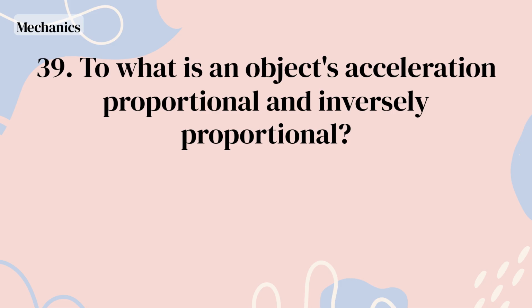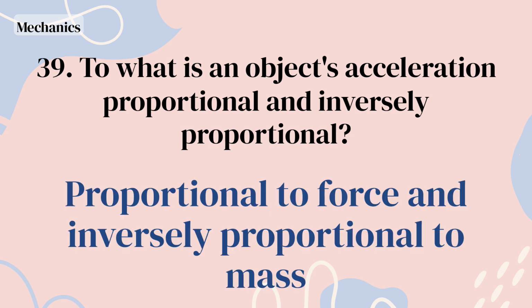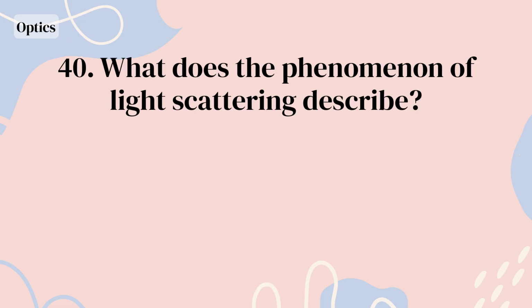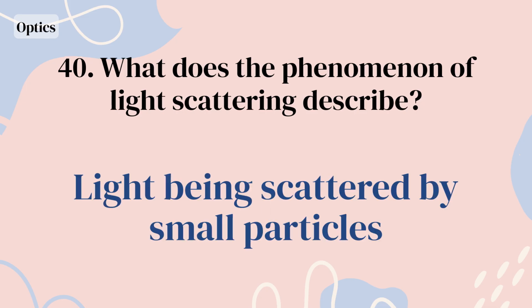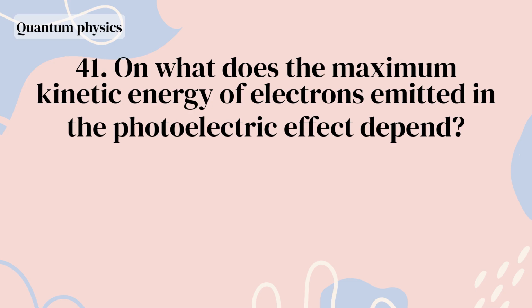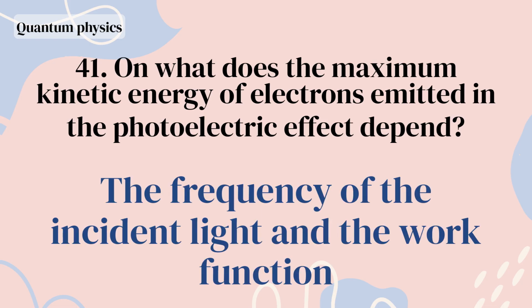To what is an object's acceleration proportional and inversely proportional? Proportional to force and inversely proportional to mass. What does the phenomenon of light scattering describe? Light being scattered by small particles. On what does the maximum kinetic energy of electrons emitted in the photoelectric effect depend? The frequency of the incident light and the work function.